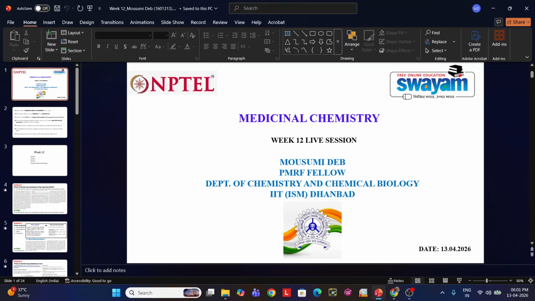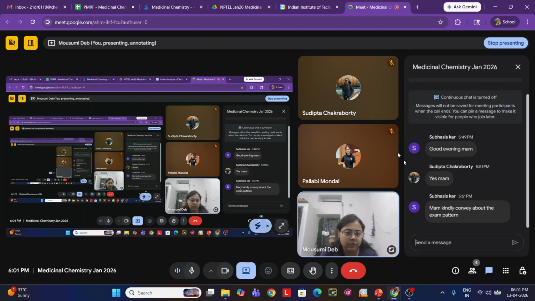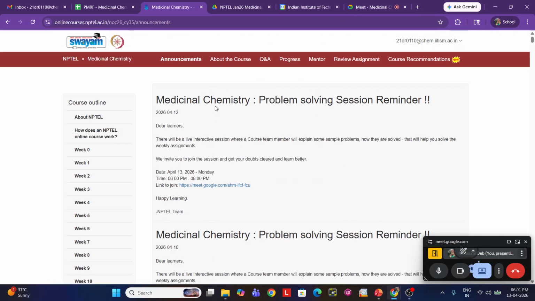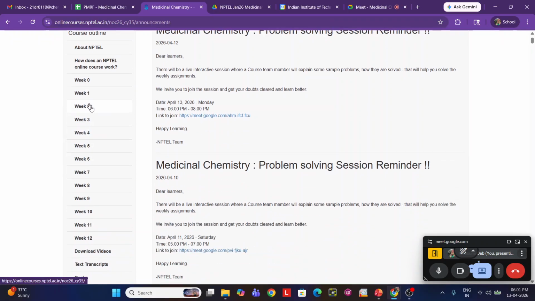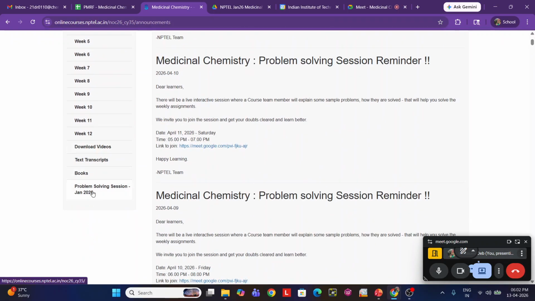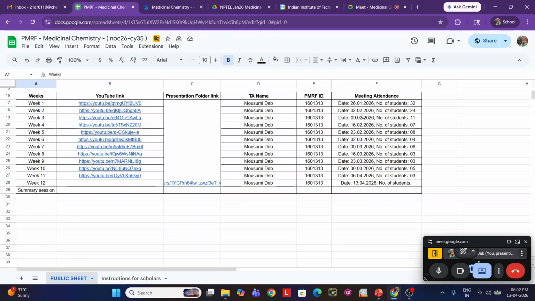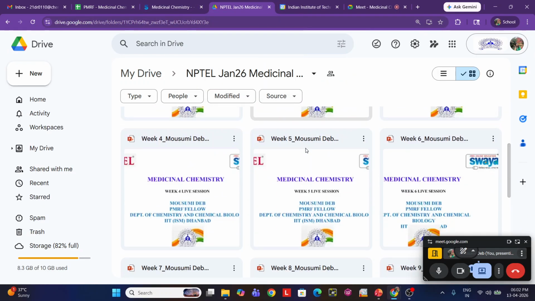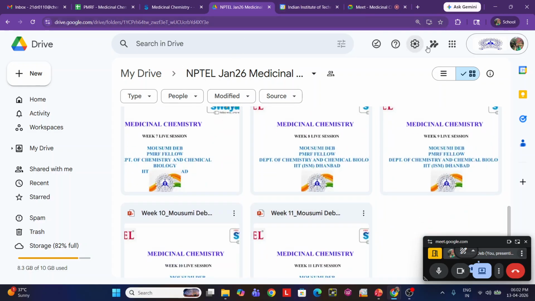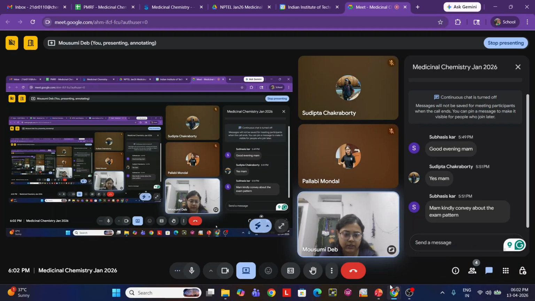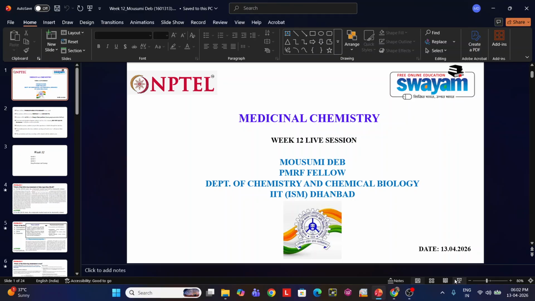I think I have already mentioned a couple of times where to find all the materials. You have to go to the SWAYAM portal, the medicinal chemistry course. On the announcement page, there is a left panel, and on it you will find the problem solving session January 2026. If you click on the problem solving session recording, you will be redirected to a page which contains, date wise, all the recordings of our classes conducted till now, and also a presentation link with a Google Drive link. This Google Drive link has all the presentations we have completed. You can download them and go through the videos and presentations. So today it is our week 12 live session.